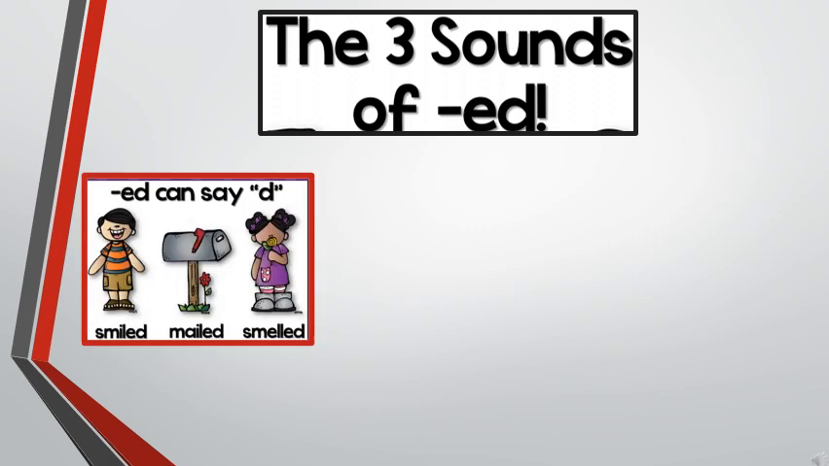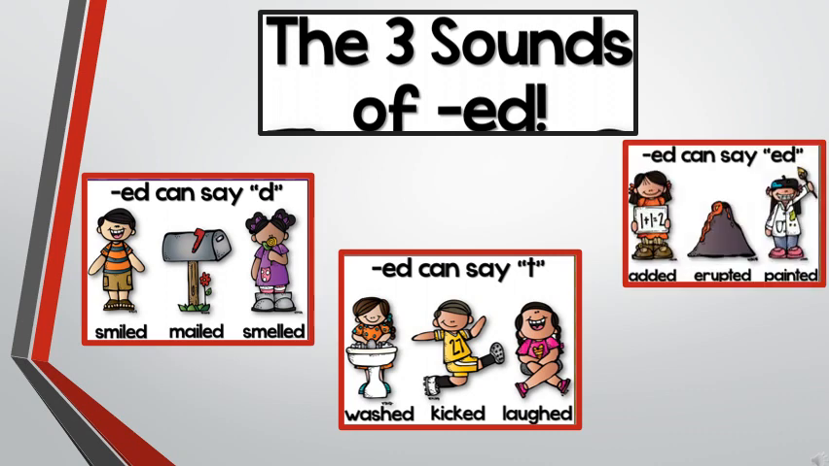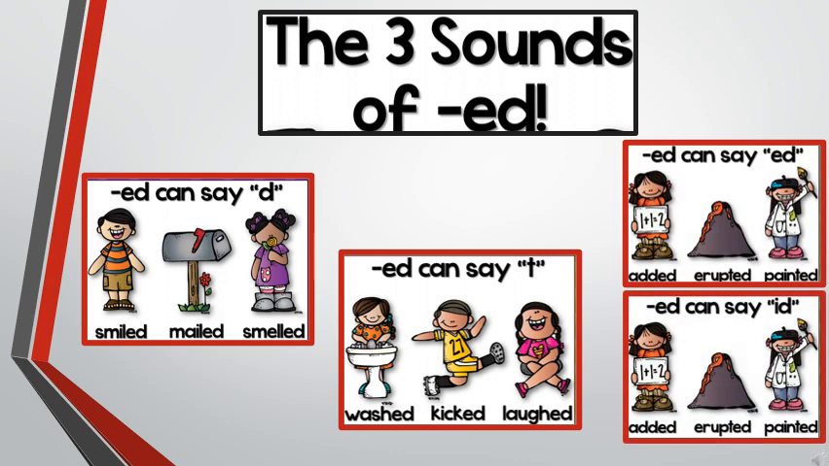Now let's take a look at that word ending ed. Ed can actually make three different sounds at the end of a word. Let's start with the first one. Ed can say duh, like in smiled, mailed, or smelled. Ed can make the t sound, like at the end of the words washed, kicked, or laughed. Or ed can say ed or id, like at the ends of the words added, erupted, and painted.